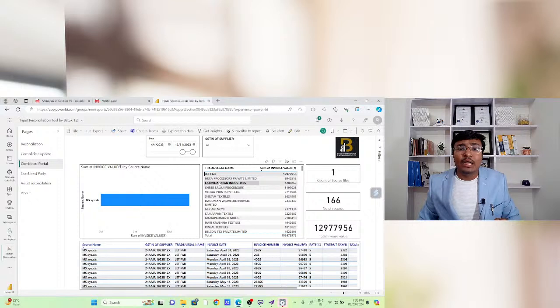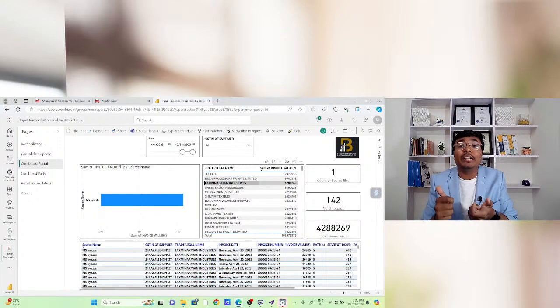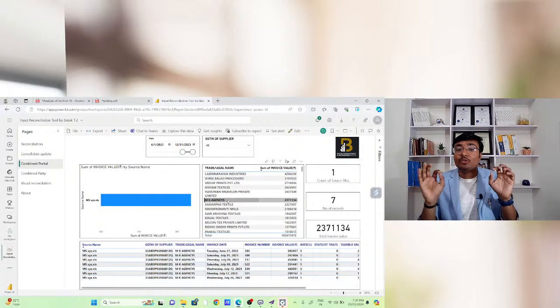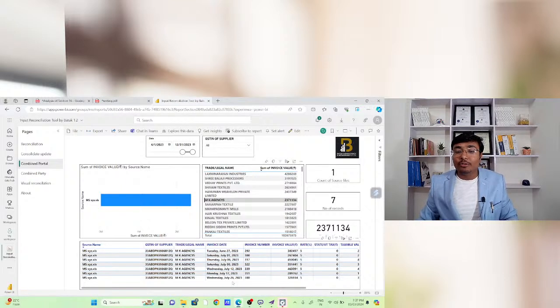If you want to find out from which party I had bought a particular amount of purchase, you just need to select the name of the party. Suppose you want to find out the invoices of MK agency, you just need to click on MK agencies. All those invoices of MK agency will be there.